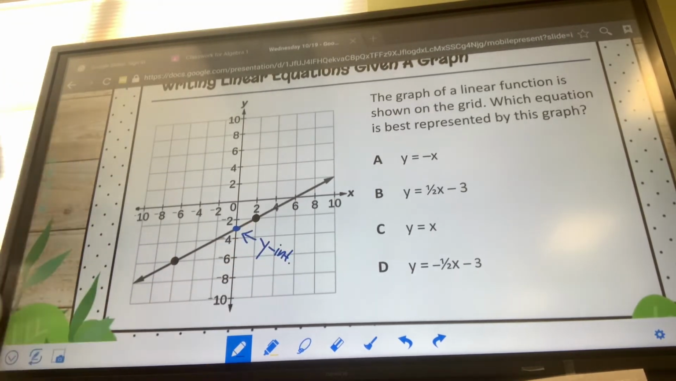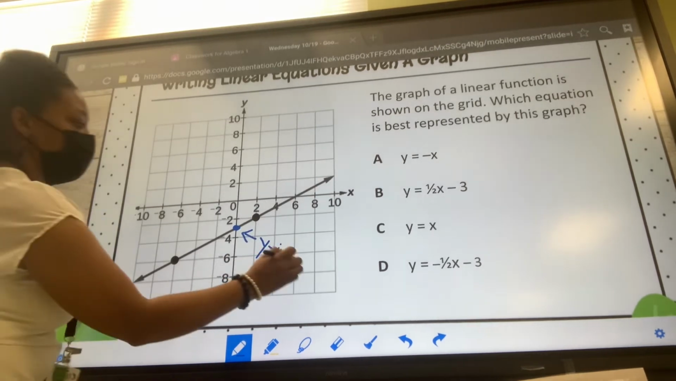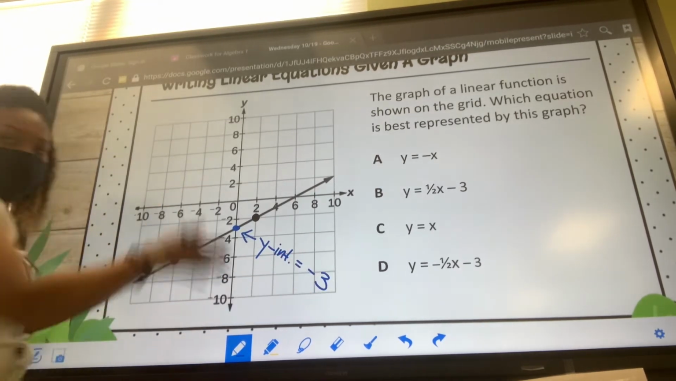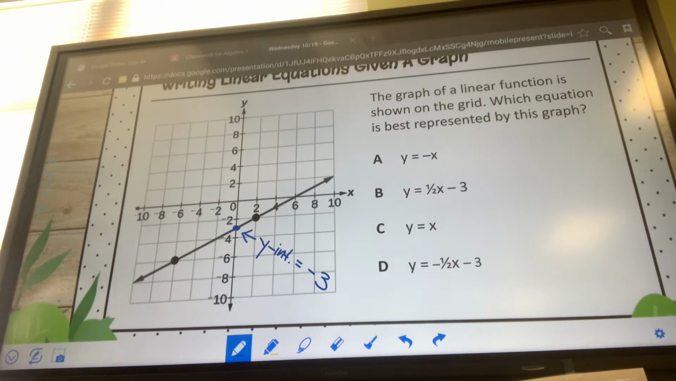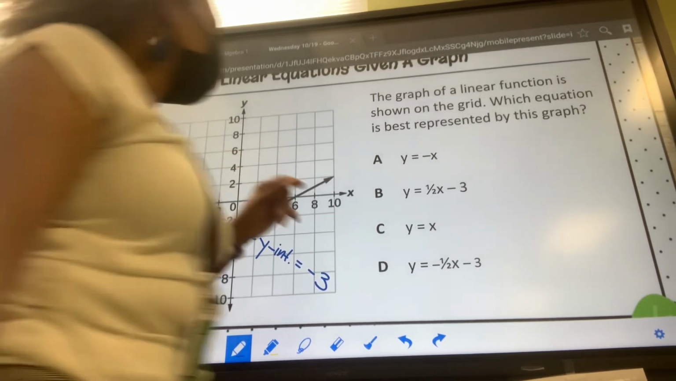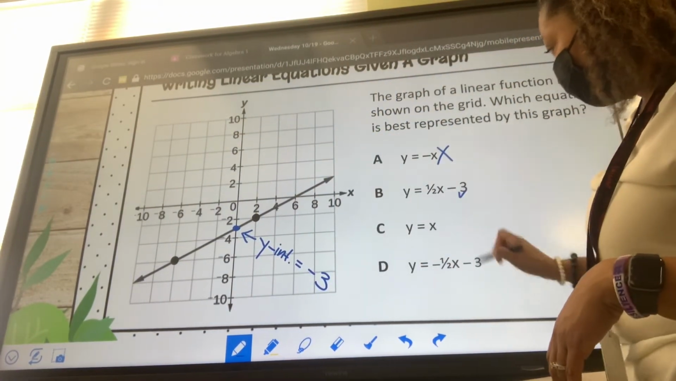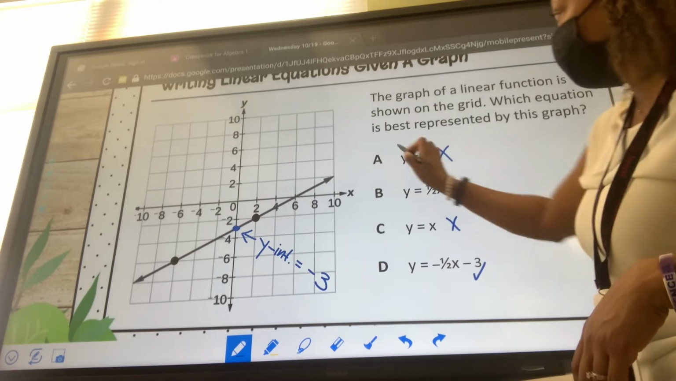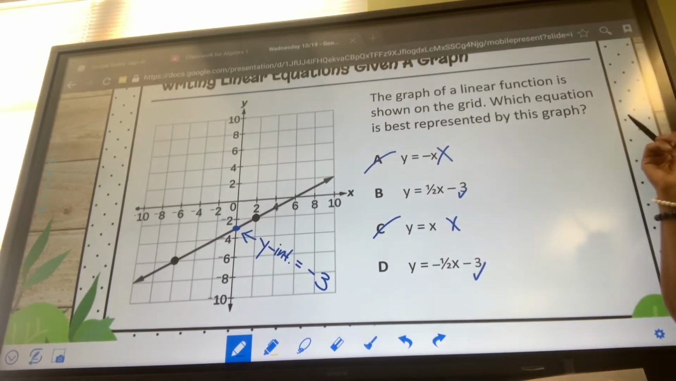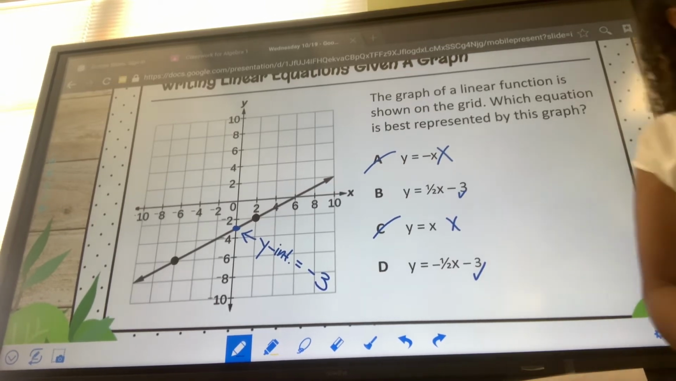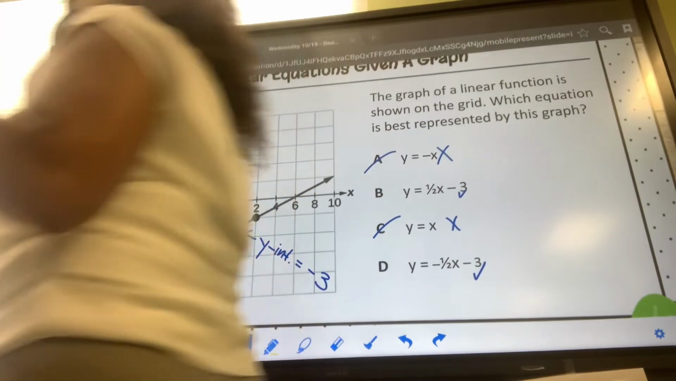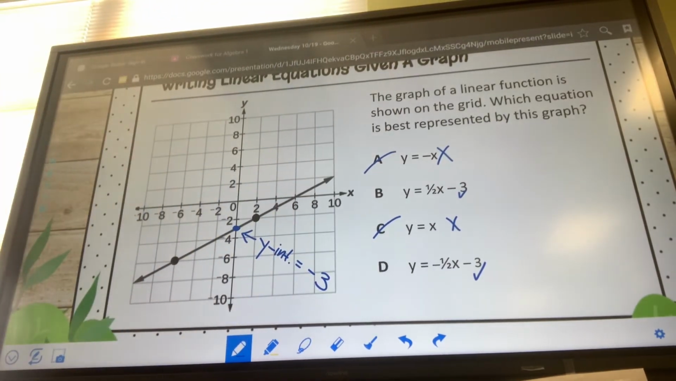It's 3. So my y-intercept is -3. It's down there, right? Going down. So -3. So now I'm going to come over here and check my equations and see which one has a y-intercept of -3. Nope. Yep. Nope. Yep. So A and C are out. Now I got the y-intercept part. Now I need to check my slope. Those are the two things we're going to check all day: y-intercept and slope.